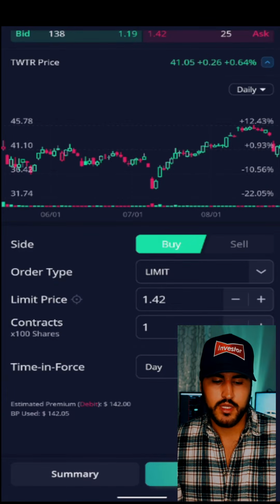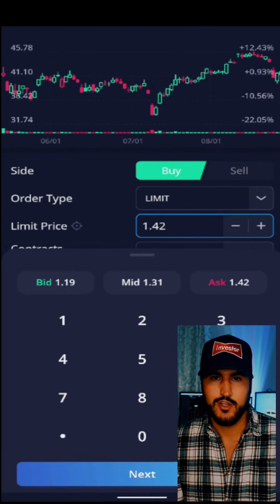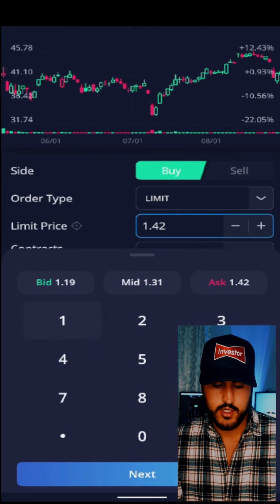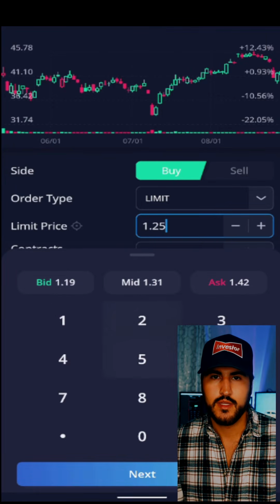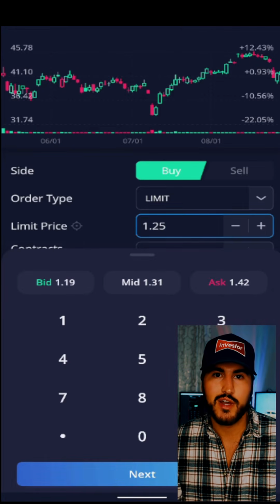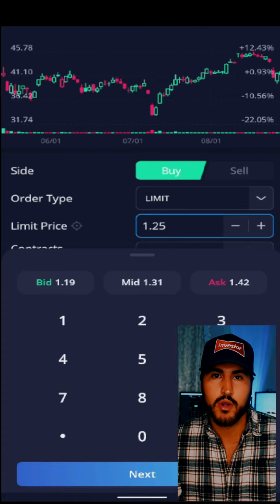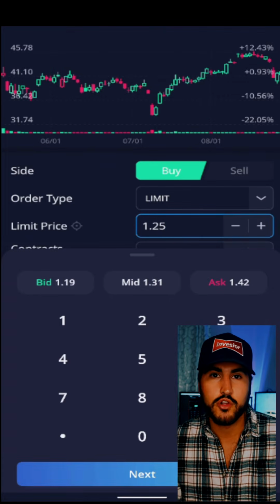Now, if you click on the limit price, it's going to show you what the bid price was, what the ask price was, and what the mid price is. You want to get this filled closer to the ask, which is $1.19. So we can go at $1.25. This is going to be the difference of buying this contract for $125 versus $142. So it's important to look at the spread and try to get an order filled closer to the ask.